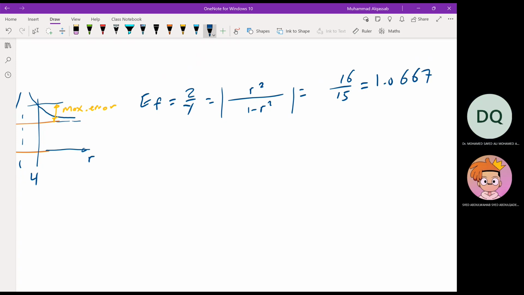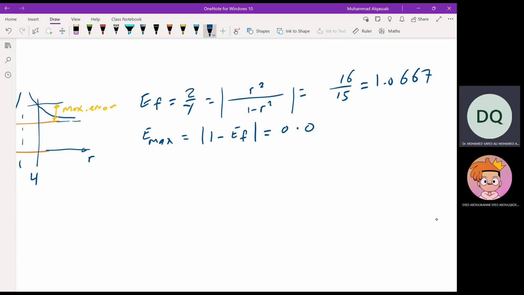1.0667. This is the error factor, but the question is to find the maximum error. So the error at 4 is the maximum, equal to 1 minus the error factor, and this will be 0.0667. And you can give this as a percentage. This will be 6.67%.